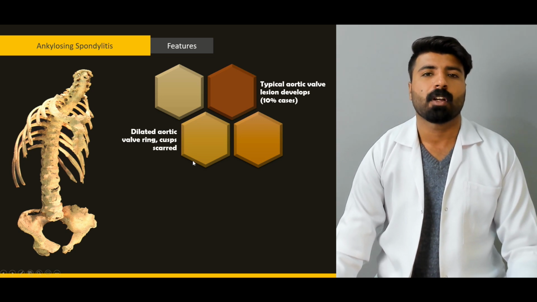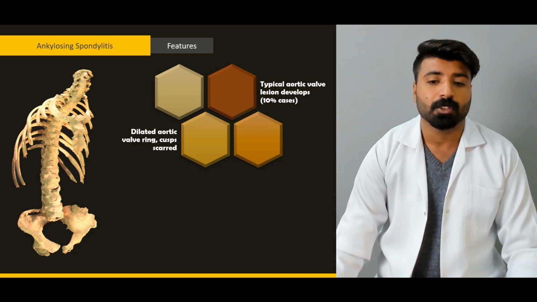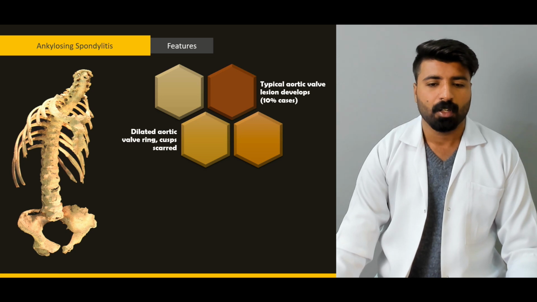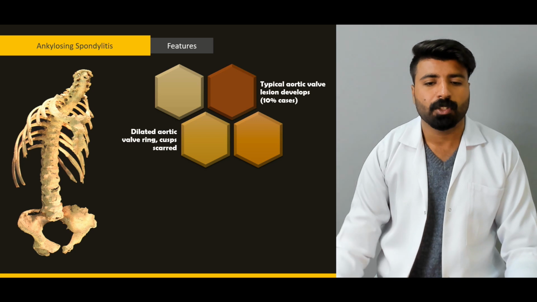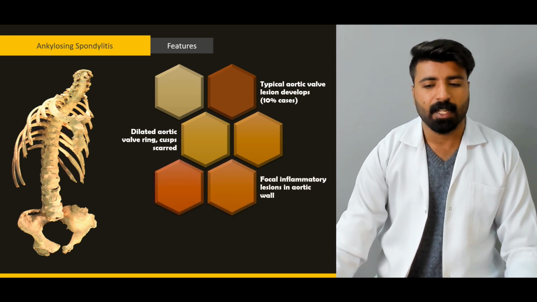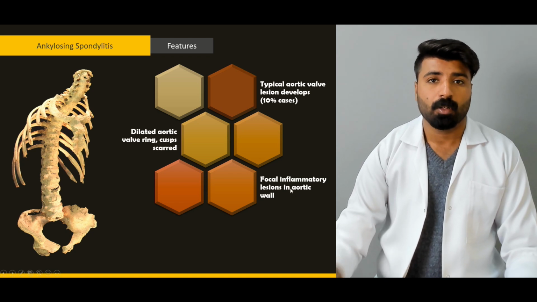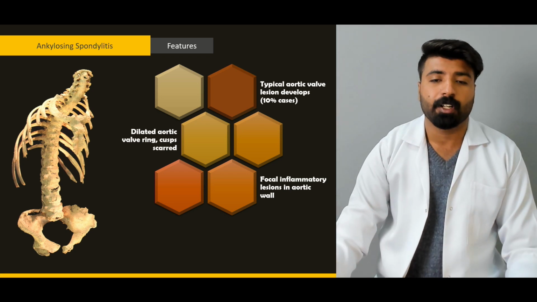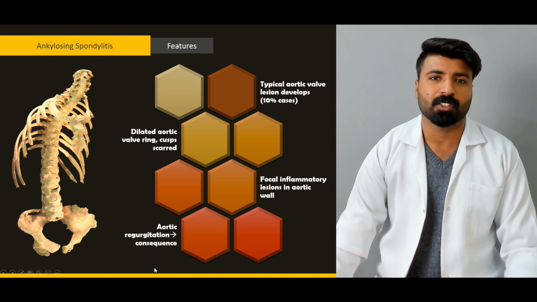When we learned about regurgitation and stenosis, when I was showing you the diagrammatic approach, what I told you is that these cusps are scarred. Those cusps which they were attached to are scarred now, and they are dilated. There's nothing to pull them back. There's nothing to push them in. So now those aortic valves are dilated. Focal inflammatory lesions in the aortic valve will come in. Now all those inflammatory effects are coming in. Now the body is reacting to it. Now they're going under inflammation. And that will lead to aortic regurgitation as a consequence.